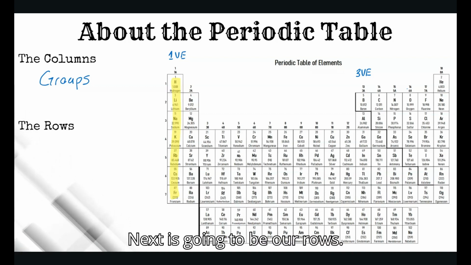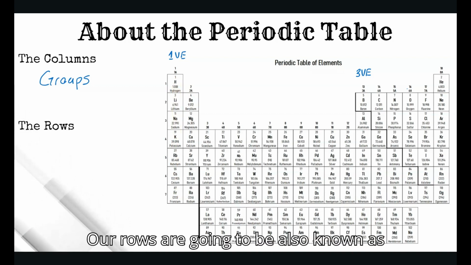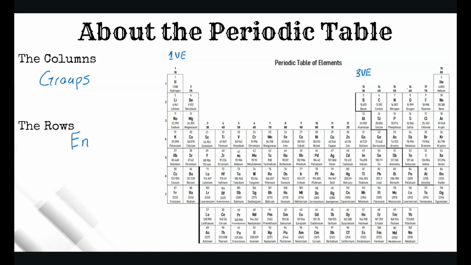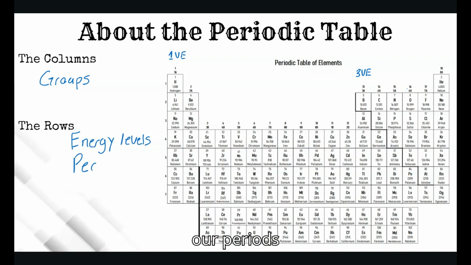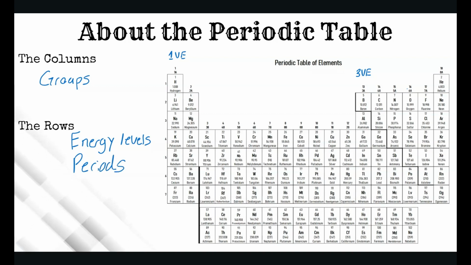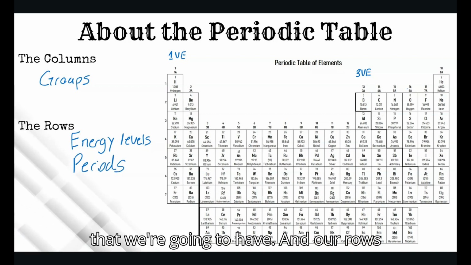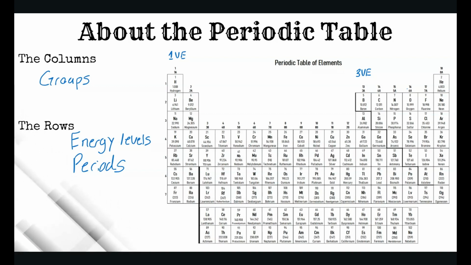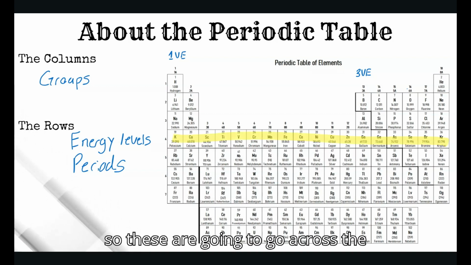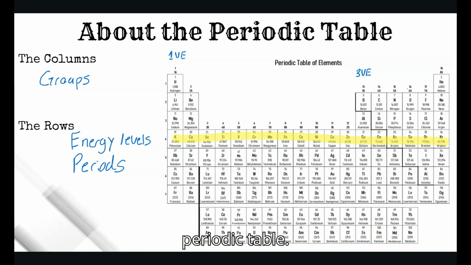Next is going to be our rows. Our rows are also going to be known as our energy levels, or these are also going to be known as our periods that we're going to have. And our rows are going to be going from left to right. So these are going to go across the periodic table.